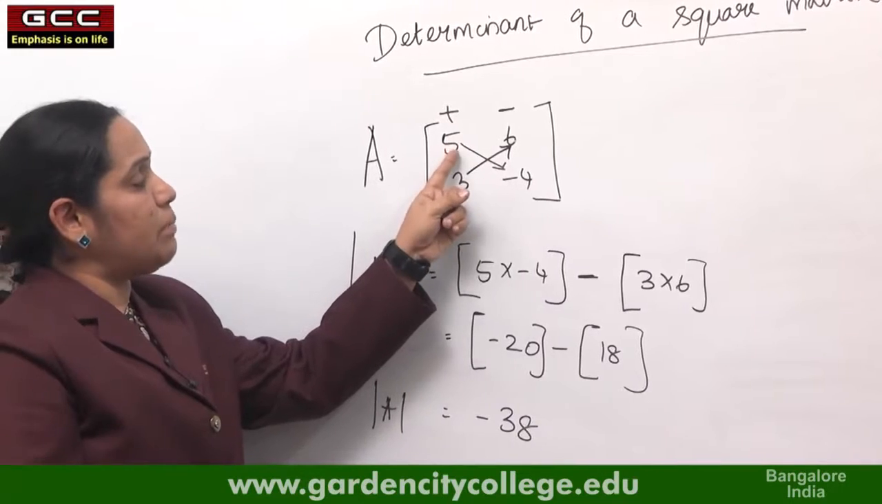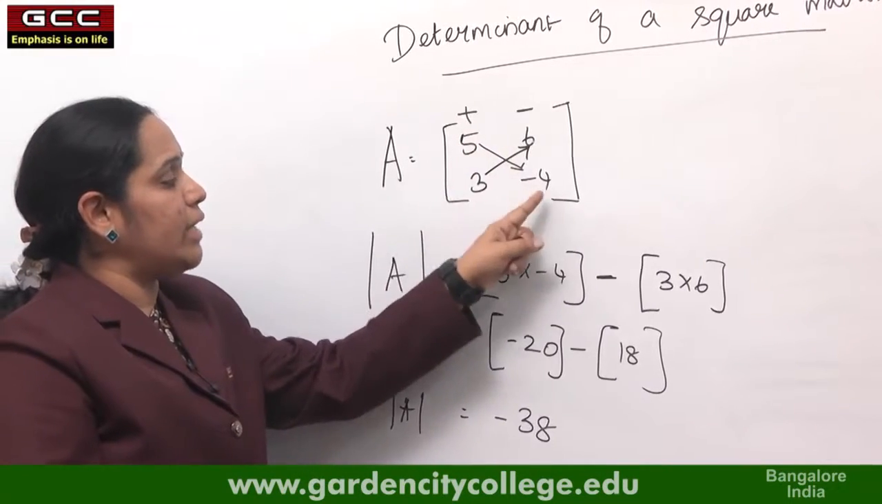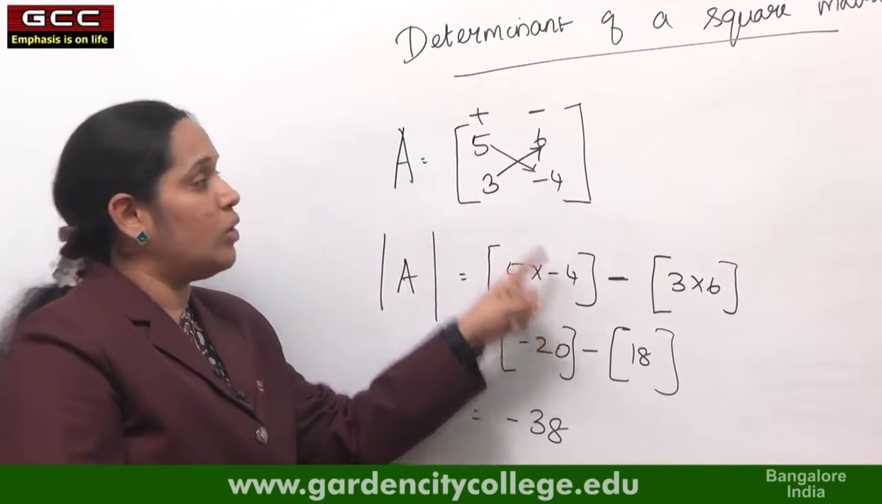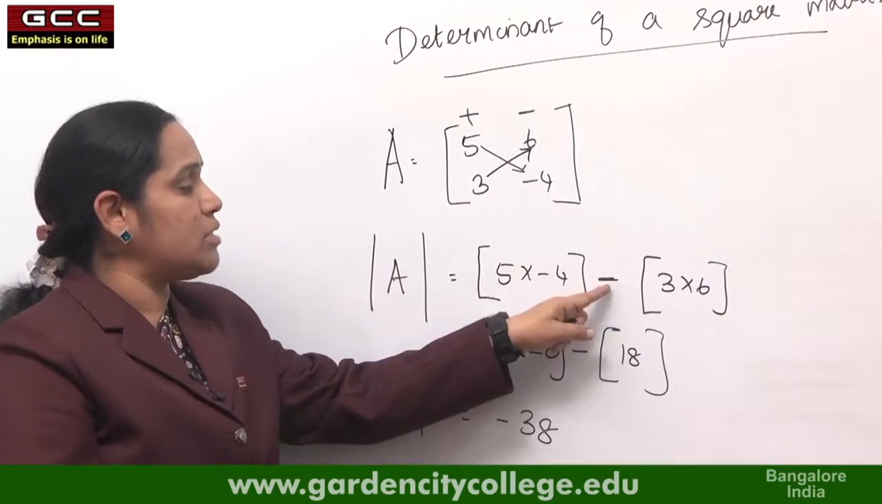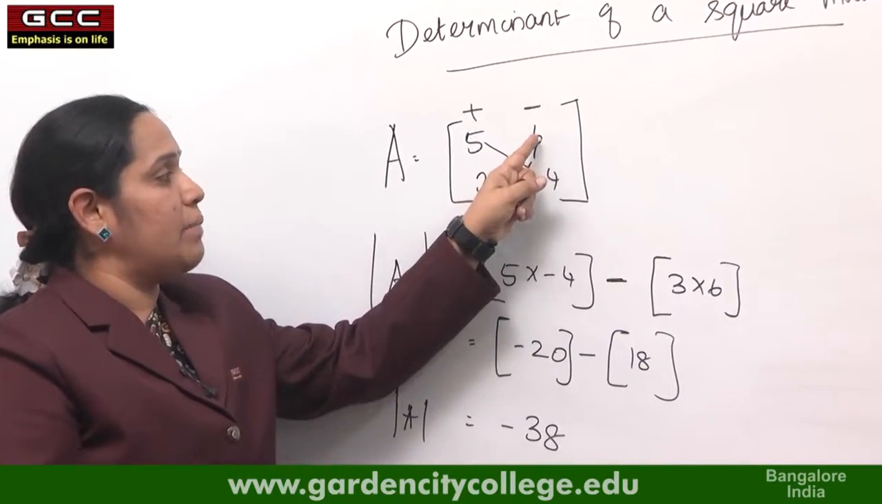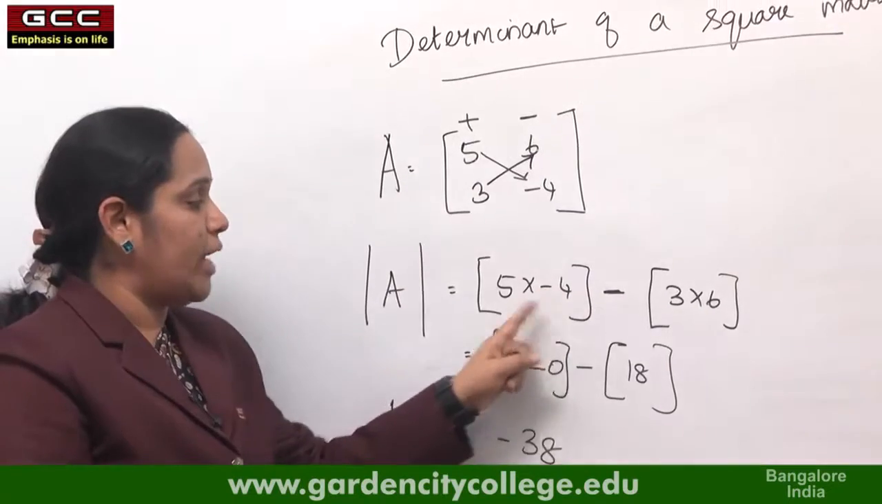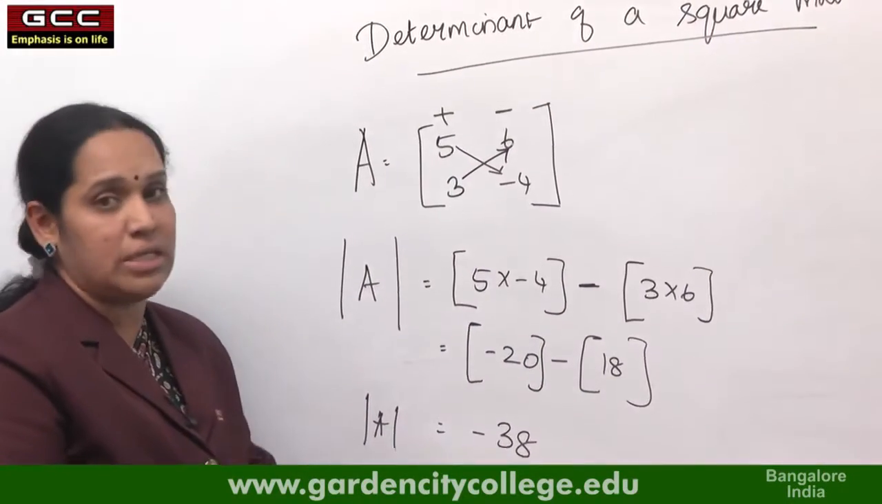Here, first multiply the principal diagonal elements, 5 into minus 4, then subtraction, this sign minus, multiply the off diagonal elements, 6 into 3. So, minus 20 minus 18 is minus 38.